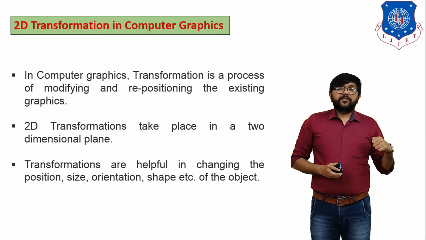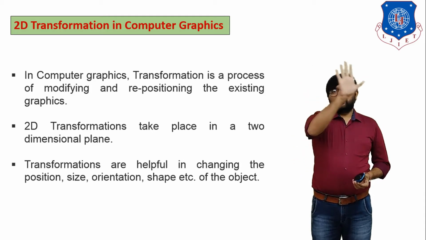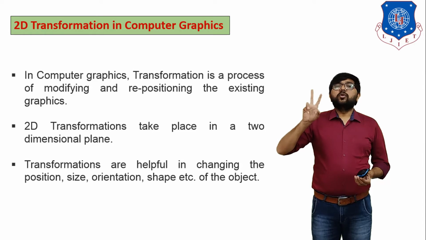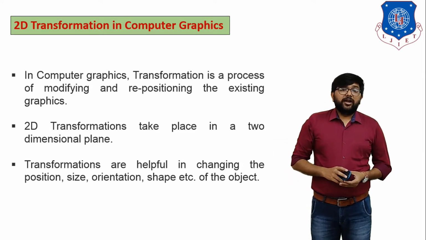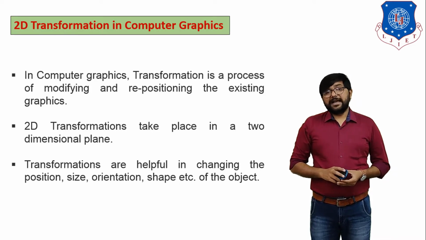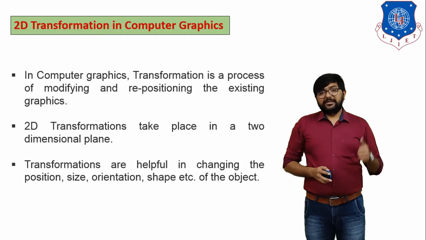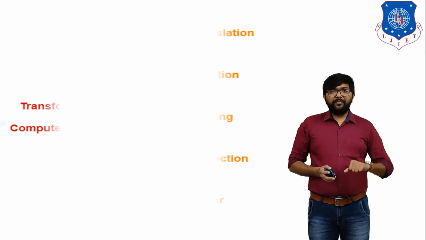2D geometric transformation takes place in a two-dimensional plane. Clear? In a two-dimensional plane, any object has only two coordinates, the x coordinate and the y coordinate. Transformations are helpful in changing the position, size, orientation and shape of the object. So this is the simple 2D transformation in computer graphics.